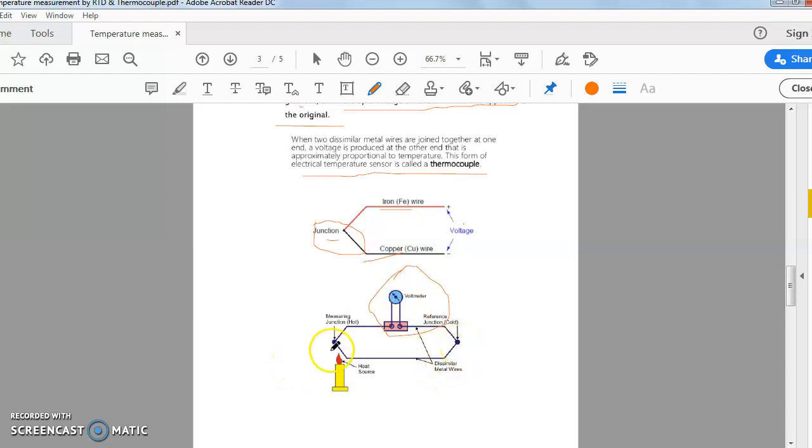Due to the temperature difference between the hot end junction and the cold end junction, a temperature gradient will be established between the two junctions, and due to this temperature difference, an induced EMF will be generated. So what will be the amount of induced EMF? That will be measured by the voltmeter.